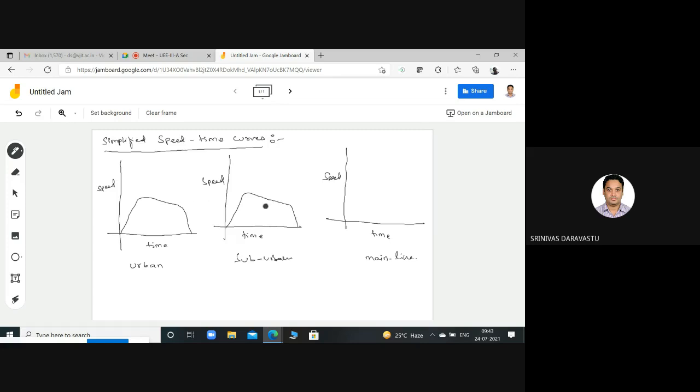What is the difference between these two, urban and suburban services? Coasting period is longer in the case of suburban services, because the distance between the stops is more as compared to the urban services.